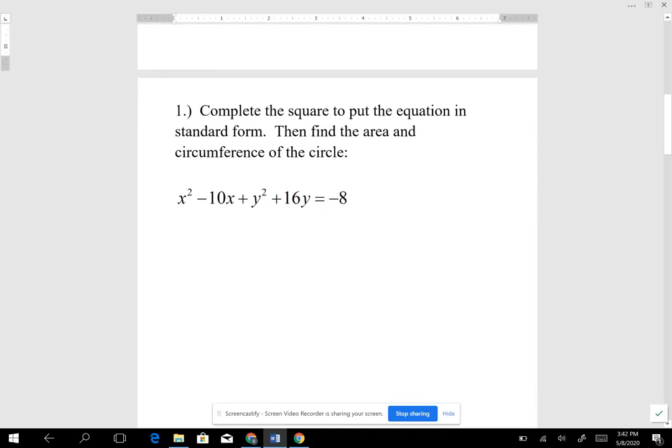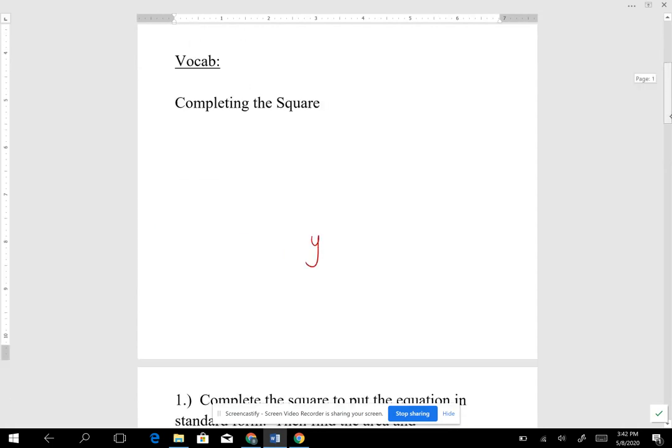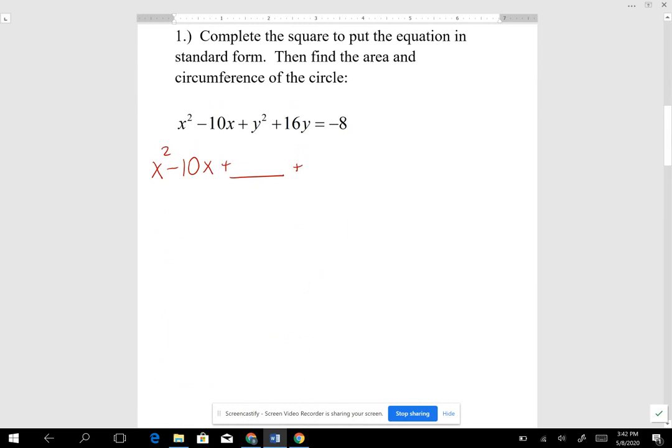All right, example 1 looks a lot like what we did yesterday. I just also threw in the extra detail of finding the area and the circumference. So I mentioned that the way that I like to set these problems up still to this day is I write x squared minus 10x and then I go plus blank. And then plus y squared plus 16y plus blank. And then whatever I do to the left-hand side, I have to do to the right-hand side also.